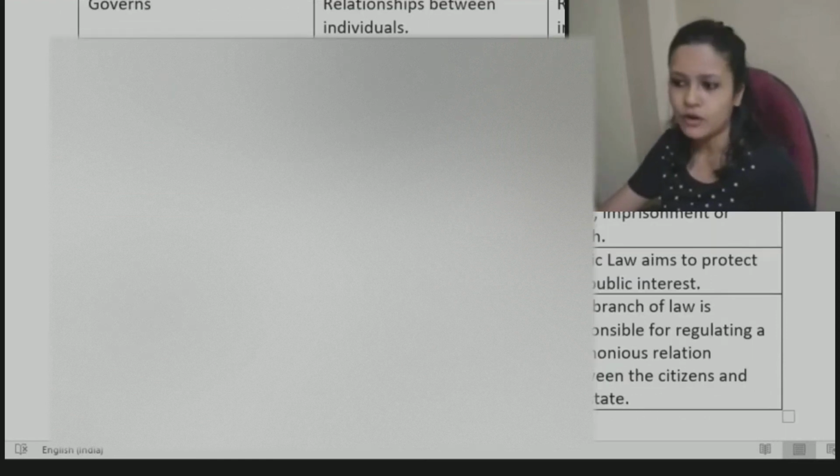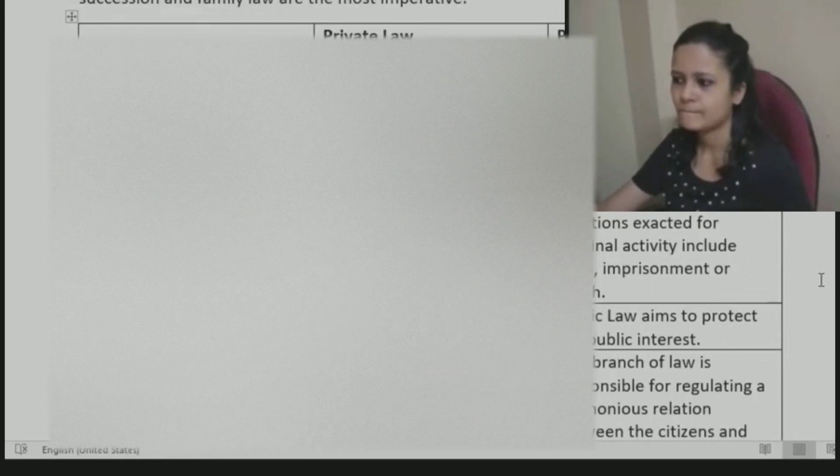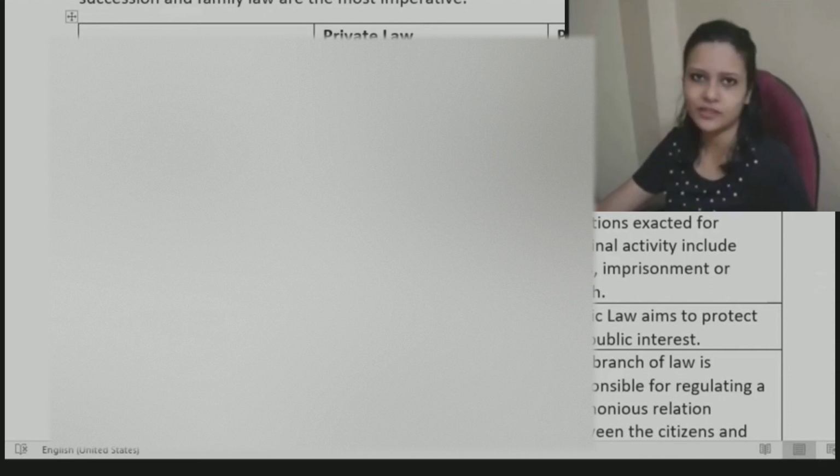Now, when we talk about income tax, is it a public law or private? Income tax is a public law. Okay, that is like a crime. If you are not paying tax on time, any sort of violations of the Income Tax Act, that falls under criminal law. Okay, most of these financial offenses, right, they fall under criminal law only.